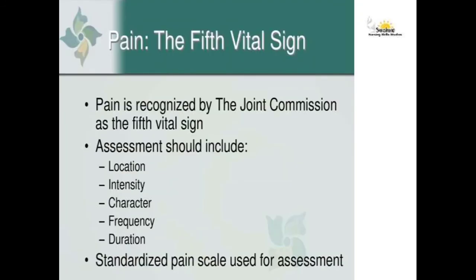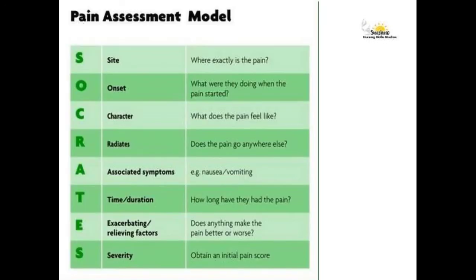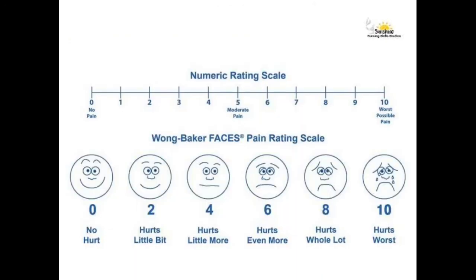The fifth vital sign is pain. The assessment should include location, intensity, character, frequency, and duration. Pain is considered a vital sign because it can affect the other signs and it is important to take into account. Now, how to monitor the pain? The pain can be monitored by using the pain assessment model, and also the pain can be assessed by using a numeric rating scale.